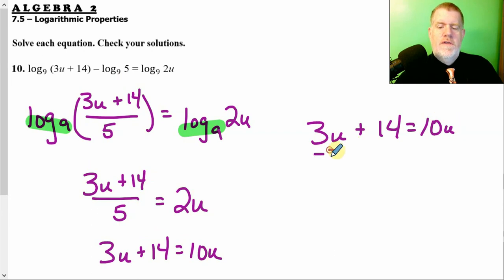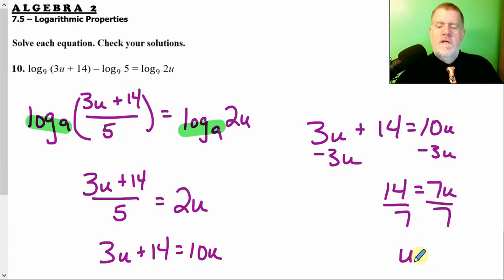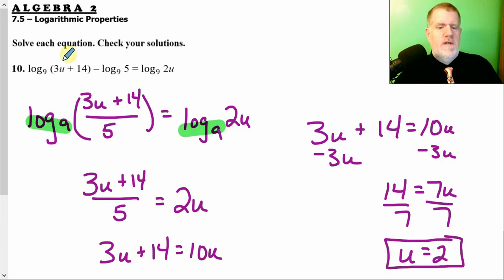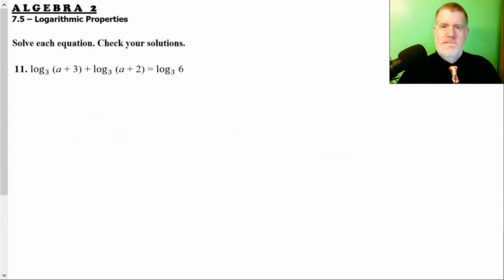I'm going to subtract 3 from both sides. Divide by 7. Put the u first because I always tend to do it that way. U equals 2. Is 2 okay? Well, 2 makes that positive, so we're fine. And 3 times 2 plus 14 is positive, so we're fine. These aren't so bad.